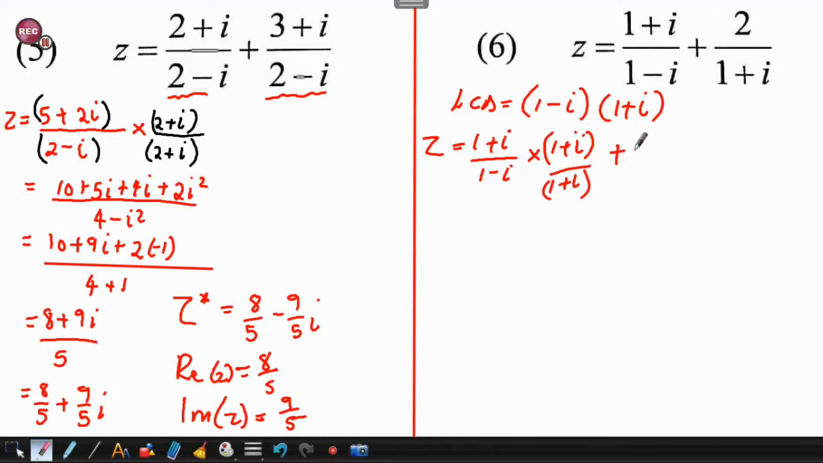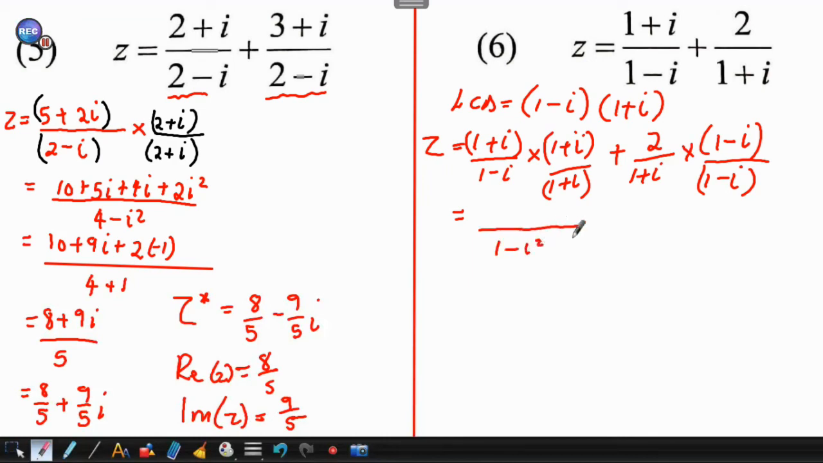Yes. So 2 over 1 plus i. For me to have this denominator, I have to multiply this fraction by 1 minus i over 1 minus i. Then now let me simplify. At the bottom, straight away, it's going to be 1 minus i squared. Also here, at the bottom, we're going to have 1 minus i squared.